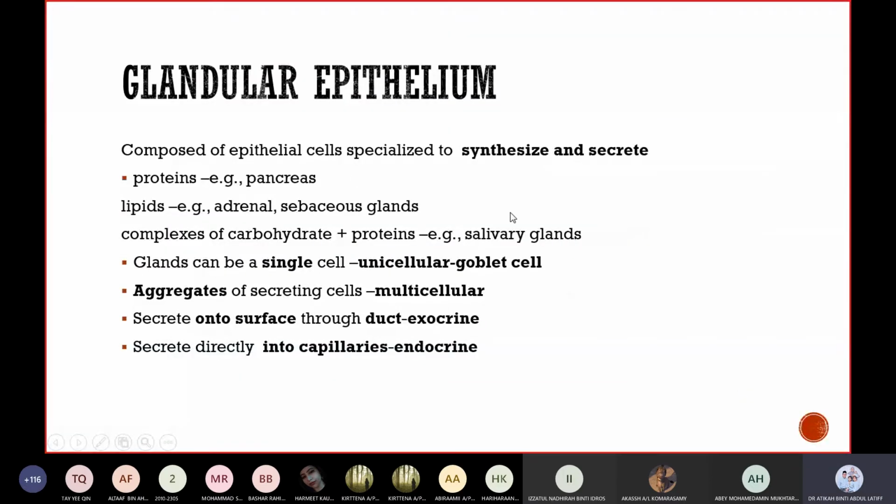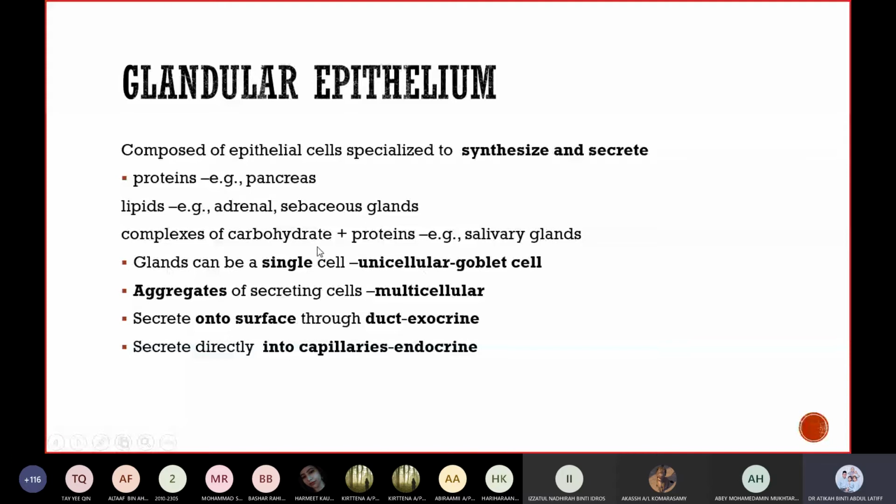Okay. So the last type of epithelium that is a bit specialized is the glandular epithelium. As the name suggests, it has glands. Okay, so that's why it's called glandular epithelium. So the epithelial cells are specialized to synthesize and secrete. So for example, proteins in the pancreas, in the sebaceous glands or adrenal gland, they secrete lipids, and in the salivary glands, they secrete saliva, which is complexes of carbohydrate and proteins.